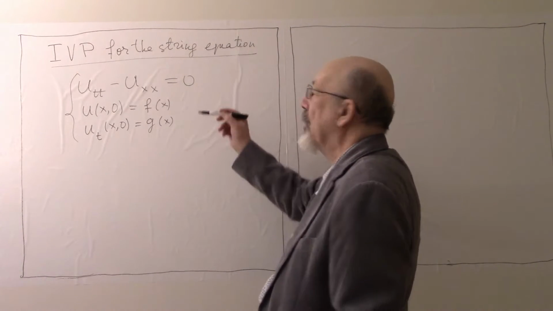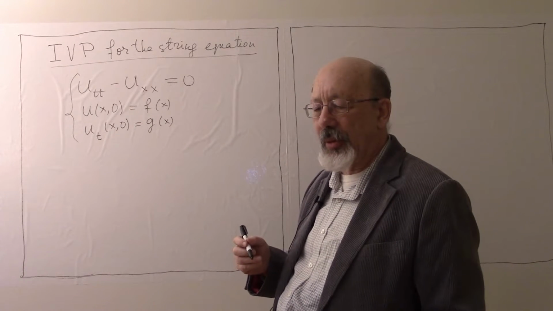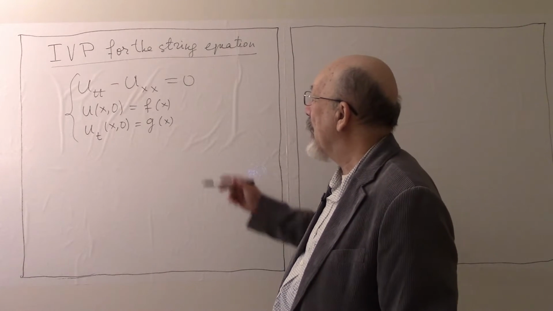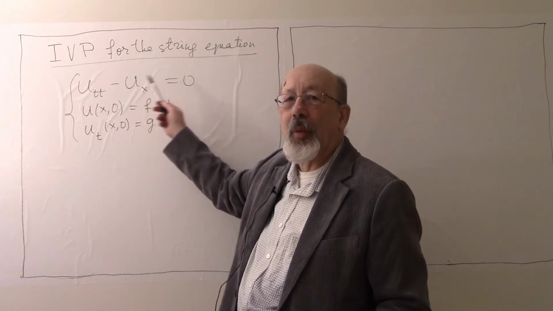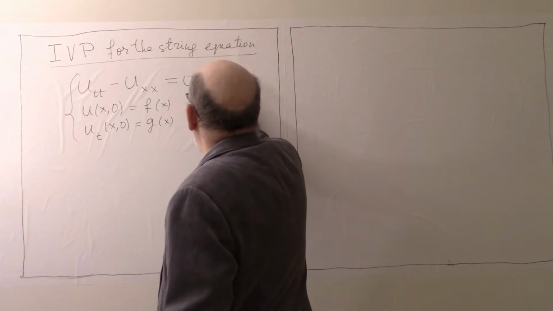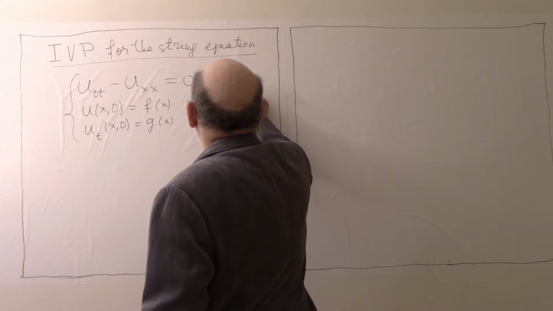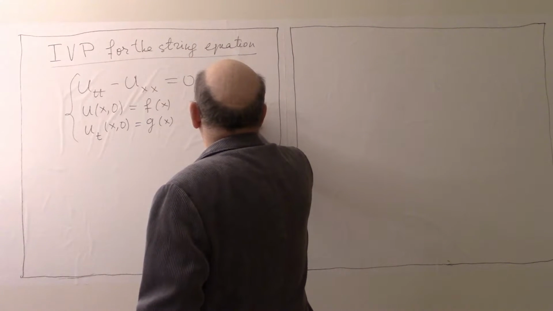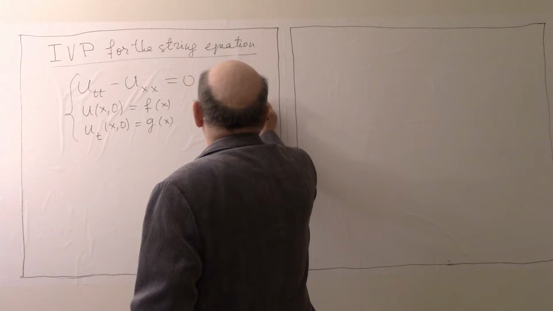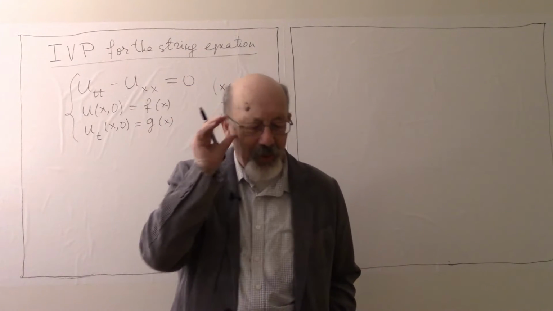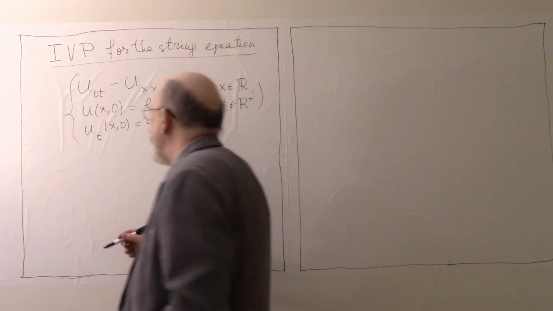Okay, so let us solve this equation. I want to find the formula which gives the solution of this problem. So the problem again consists of the equation and two initial conditions, with x in R, so x in the whole x-axis, and t in R plus. R plus is the positive semi-axis, so t is greater or equal than 0.